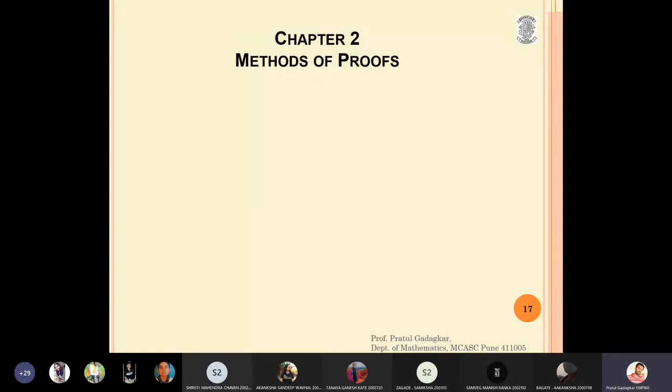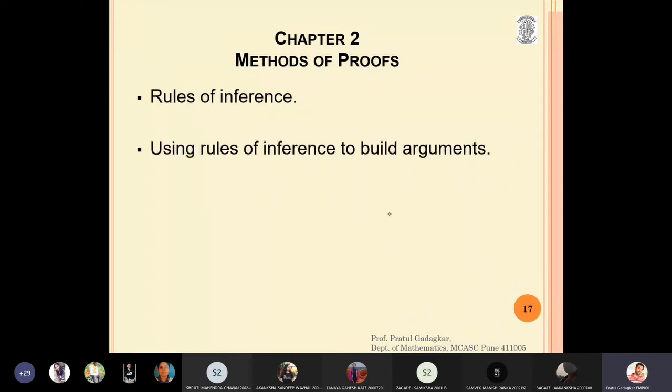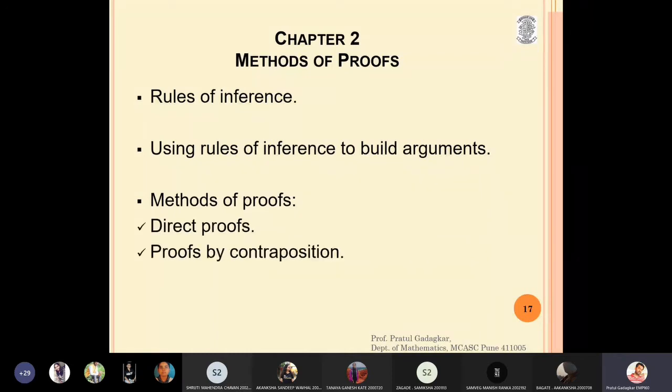Okay, so in this chapter, we are now going to study methods of proofs, which contains the following things. First, we will study rules of inference. Then, using these rules of inference, we will be building arguments. And the third topic will be methods of proofs, which consists of three types of methods of proof. First will be direct proof, second will be proof by contraposition, and third will be proof by contradiction. So we will cover one topic at a time and move ahead.